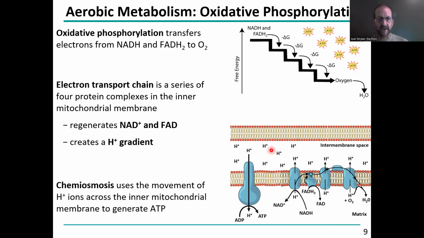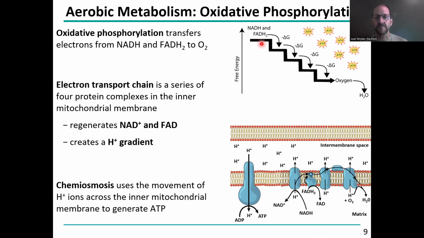That creates a gradient, so there's more H pluses out here in the intermembrane space and fewer in here in the matrix, so we end up with a gradient. Now if you're going to be pushing them out to where there's already a higher concentration, we know because of the rule of flow down a gradient that the hydrogen ions don't want to easily go to where there's already more of them. They want to go the other way.